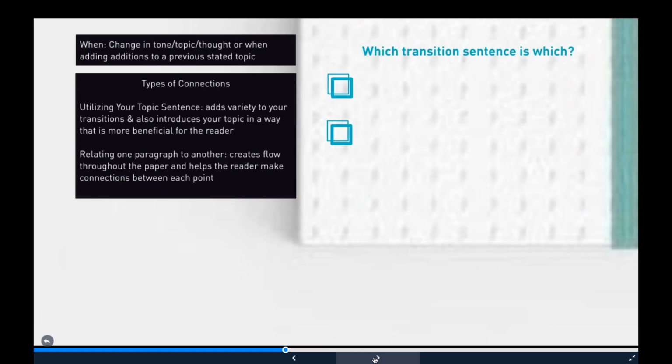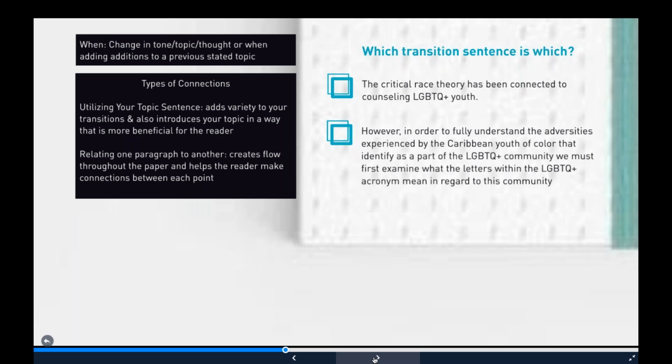So essentially, if you need to know when to use transitions, you use them whenever you change your tone, your topic, your thoughts, or when you're adding additions to a previously stated topic. So those types of connections are utilizing topic sentences, adding variety to your transitions, and introducing your topic in a way that's beneficial to the reader, or relating one paragraph to the other, like we looked at, creating flow throughout the paper. So looking here, which transition sentence is which? Which one connects sentences and which one connects paragraphs?